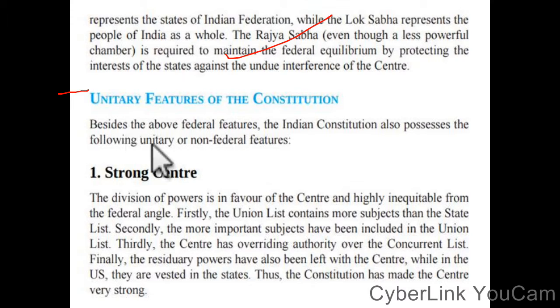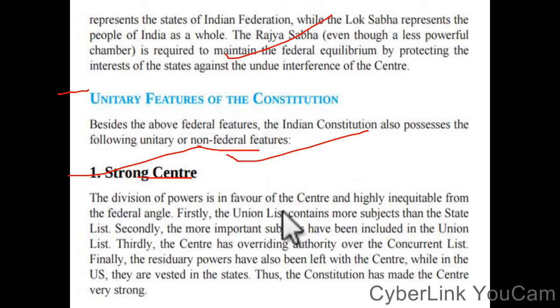Unitary features of the Constitution. Besides the above federal features, the Indian Constitution also possesses the following unitary or non-federal features. Strong center.